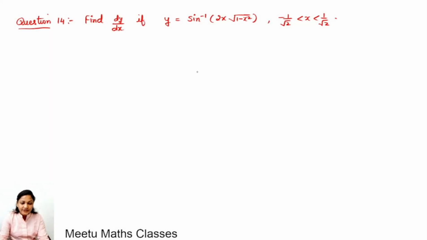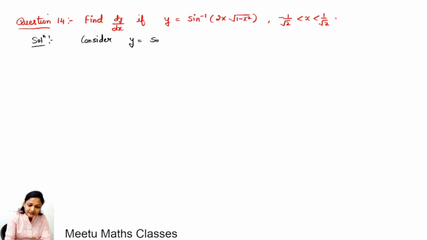Your next question is, find dy by dx if y is equal to sine inverse of 2x into root 1 minus x square, and x is lying between minus 1 by root 2 to 1 by root 2. Now, to find dy by dx, first of all, consider y equal to sine inverse of 2x into square root 1 minus x square. Now to simplify this sine inverse function, we are going to make a substitution. Put x equal to sine theta.